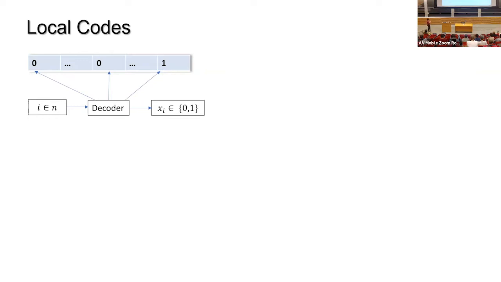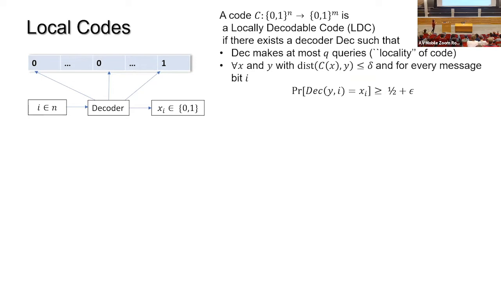So these are codes where not only do we want efficient decoding, but we actually care about something else. We care about super efficient decoding. So we don't want to output the whole code word. We want to output 1 bit of the message, but much faster than it would take us to decode the whole code word. So for every message bit i, we want to be able to query the received word, which is the code word plus some error, and output x_i with good probability. So this is the formal definition, but all you need to know is that you can make at most Q queries. That's called the locality of the code, and you would like to be able to withstand some delta fraction of errors.